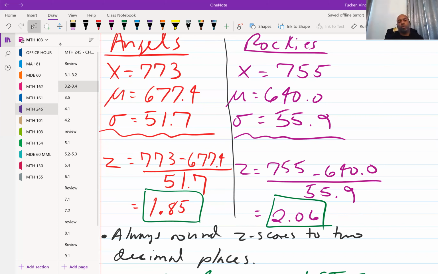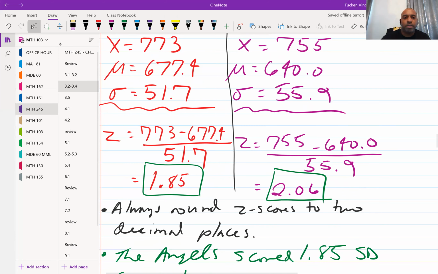So always round Z-scores to 2 decimal places. It's going to matter later. So we want to go ahead and get you in the flow of doing that right now. When we actually start using the application of Z-scores, we will need to round it to 2 decimal places.